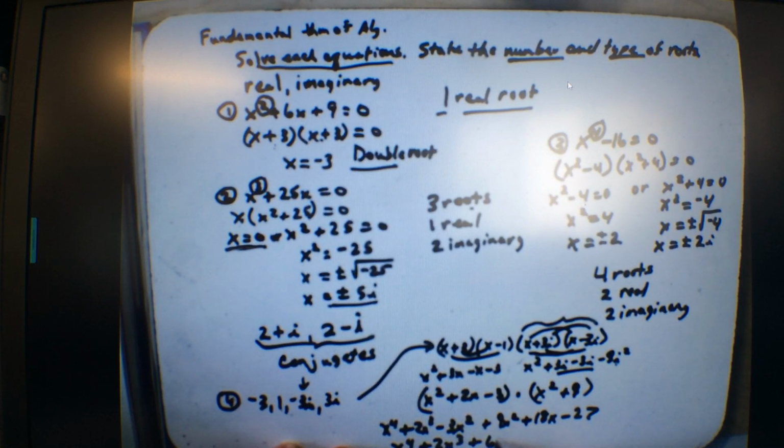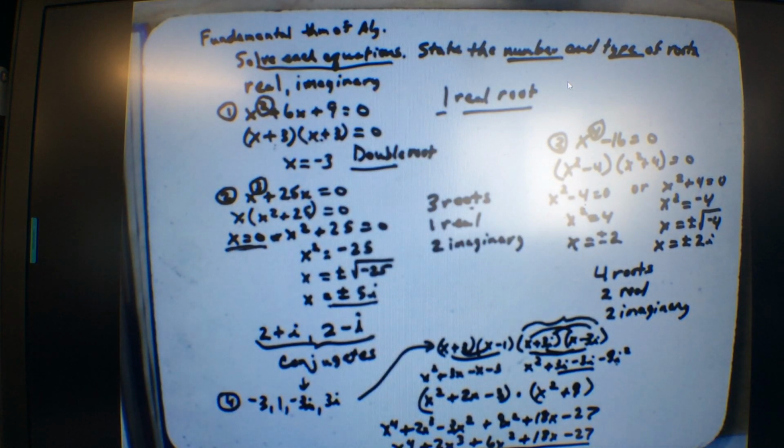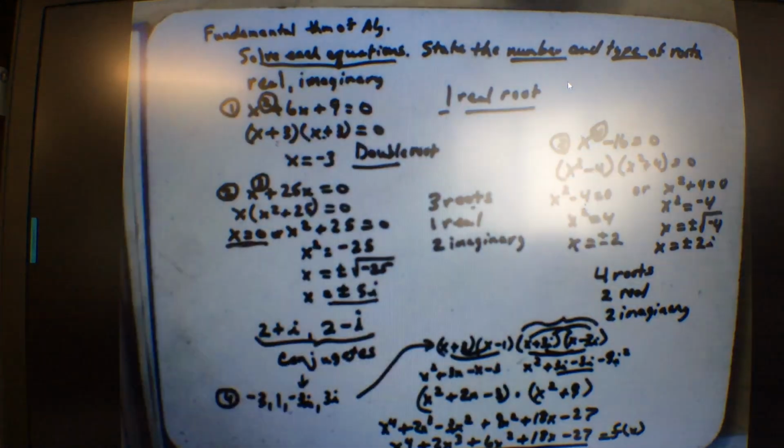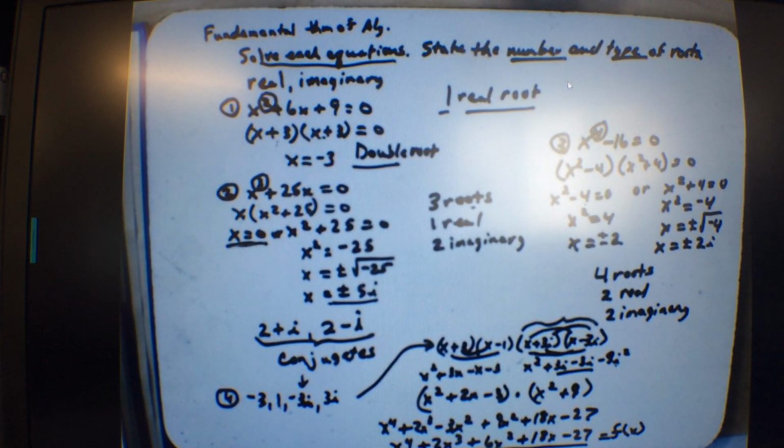plus 6x squared, isn't it? Plus 18x minus 27. This polynomial has these 4 roots, and we better put that equal to 0, I think. Let me check, I think it is. No, they just say it's equal to f of x. Any questions?